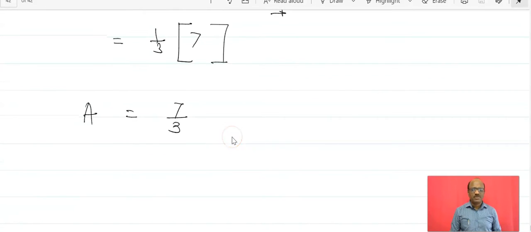And in this way, we have completed the miscellaneous exercise for chapter number 5.